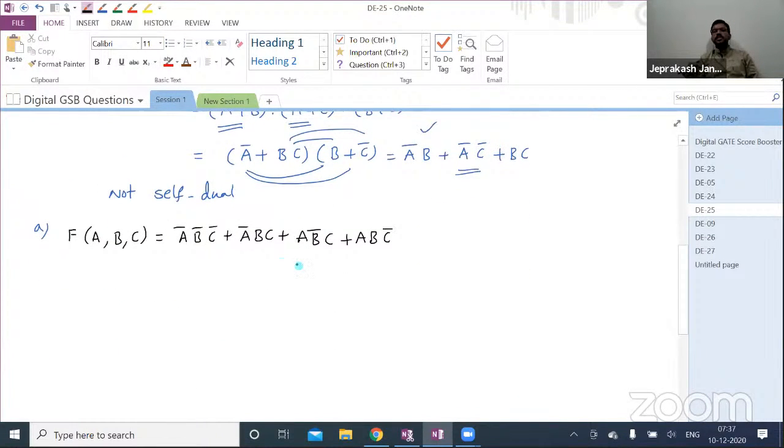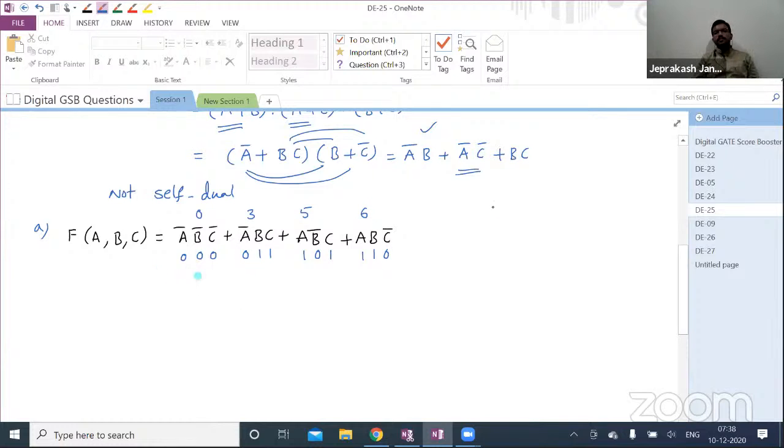Yes, this is the function he has given, right? Now write the variables in order as it is, that is ABC. Here I will write the corresponding bit values. A is 0, B is 0, C is 0; 0, 1, 1; 1, 0, 1; 1, 1, 0. Now tell me the corresponding decimal equivalent, that is 0, 3, 5, 6. The corresponding decimal equivalent, the minterm numbers, are 0, 3, 5, 6.